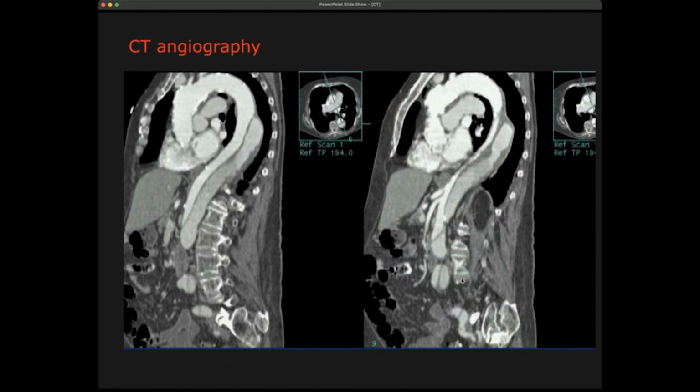Here is another example of an angiography. So here again with contrast, you now see the aorta. But what you now see is that the aorta, instead of narrowing, looks like it splits in two. And this is what is called an aortic dissection.